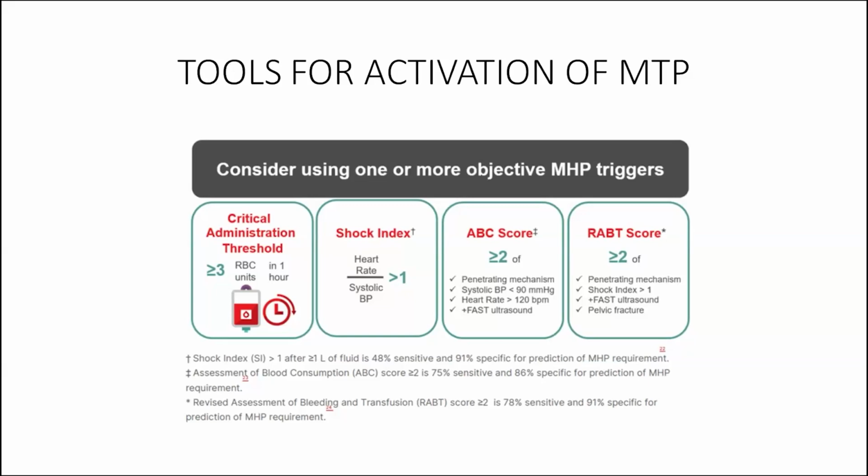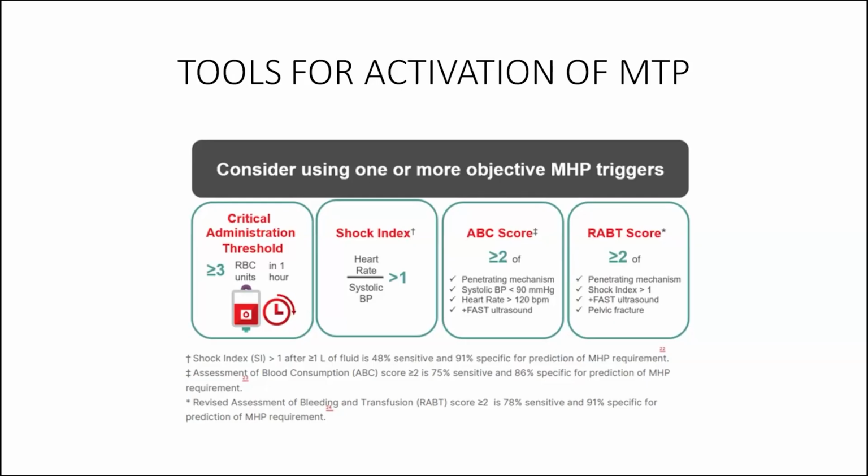There's another tool called the RABT score. Okay, RABT is slightly more sensitive and specific as compared to the ABC score. Along with this, what it does is combine systolic blood pressure and heart rate into a shock index. Okay, so other things are similar. There is FAST positive, there is shock index, penetrating mechanism. The only other additional thing that we could add is pelvic fractures.